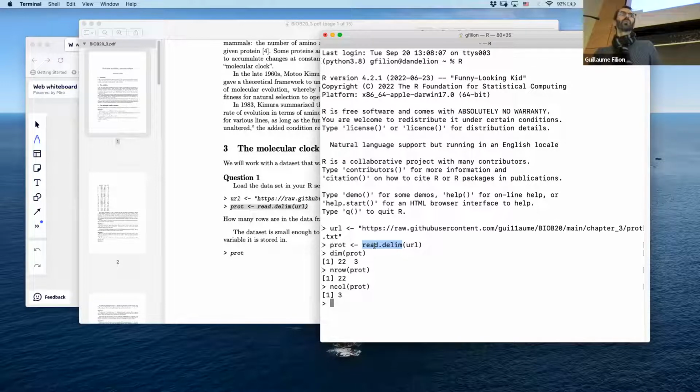Okay, so read is because it reads, that's obvious. Delim is because it assumes that the data is delimited by a certain separator, and it assumes that this separator is a white space. That's why it's called read delim. Okay, so a fairly simple question.